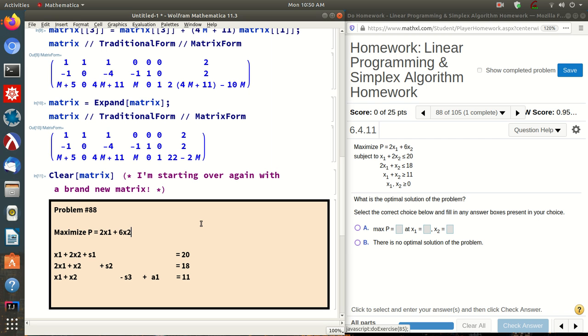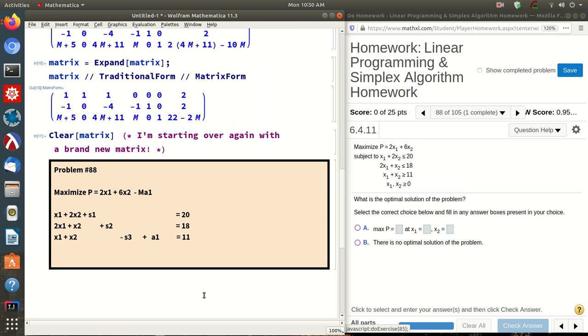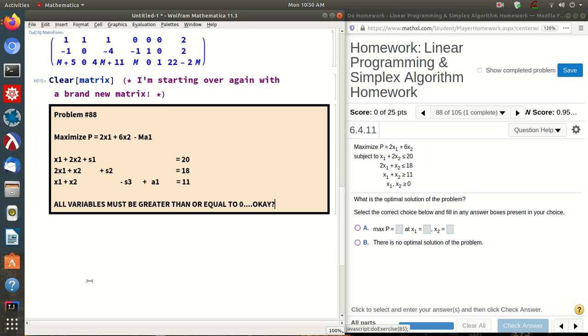And I'm going to have to modify this function with minus M a1, or my first artificial variable. Okay? So this is the modified problem. And of course, remember, all variables must be greater than or equal to 0. That's good enough. Okay. So let's start the process of solving this problem.